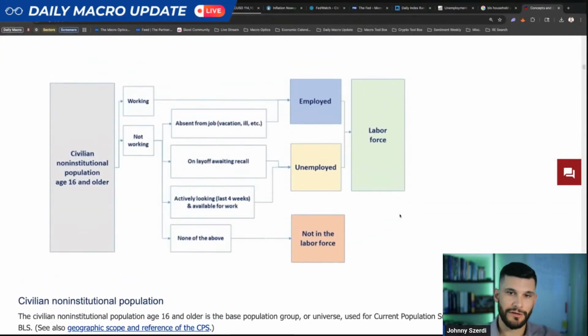All right, so just taking a look at this here. This is how they calculate the unemployment rate, by the way. They take the amount of unemployed people, who are people who have either been recently laid off and are awaiting recall, or they've been laid off and are still actively looking for available work within the last 4 weeks. Those people are divided by the entire labor force, which is the employed plus the unemployed, and that gives you the unemployment rate. Now, what's not included in the unemployment rate calculation are people who are not in the labor force at all, right?